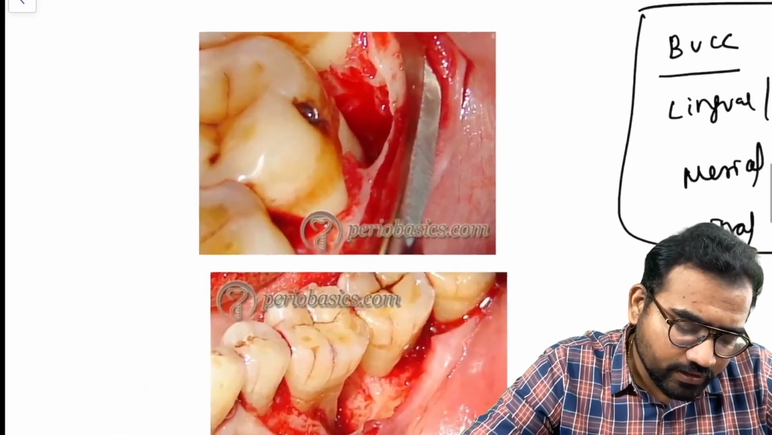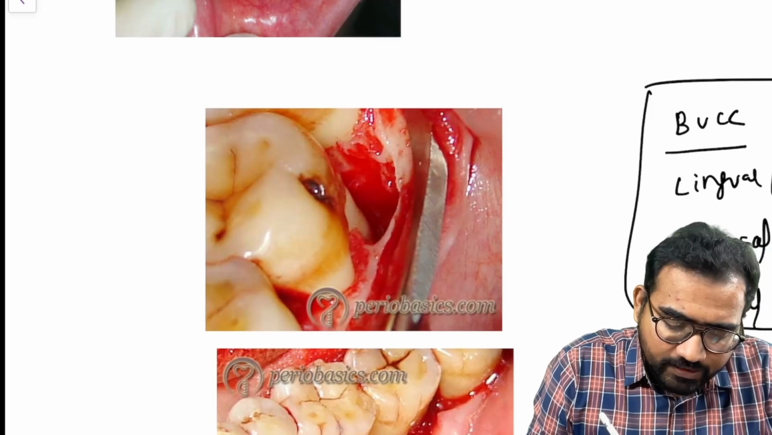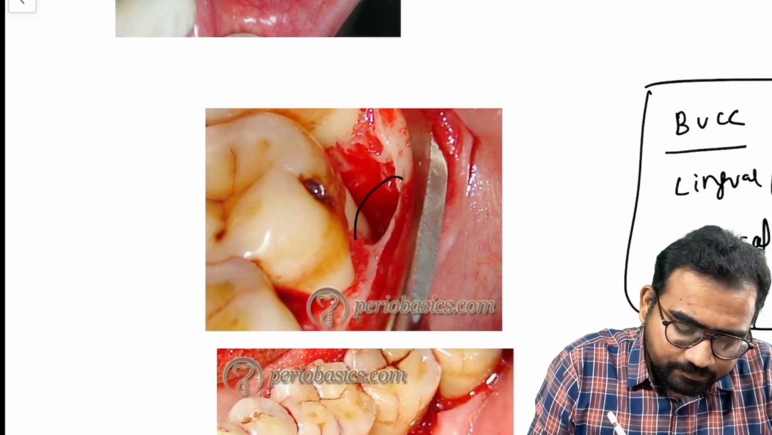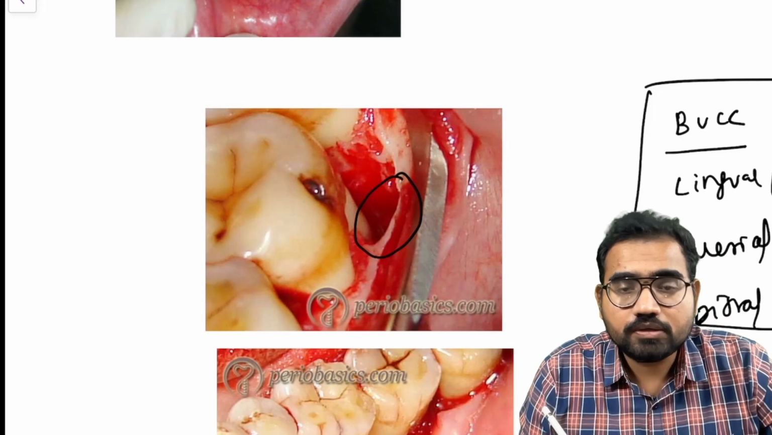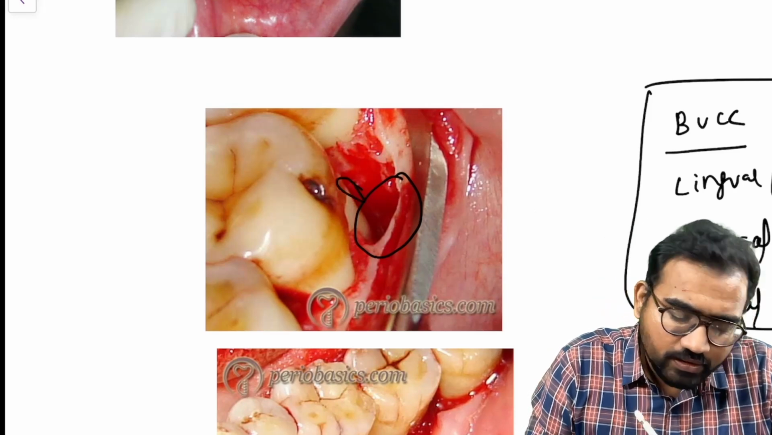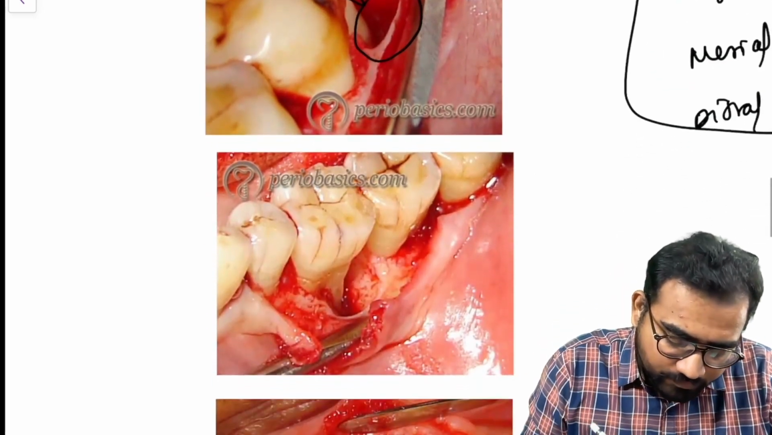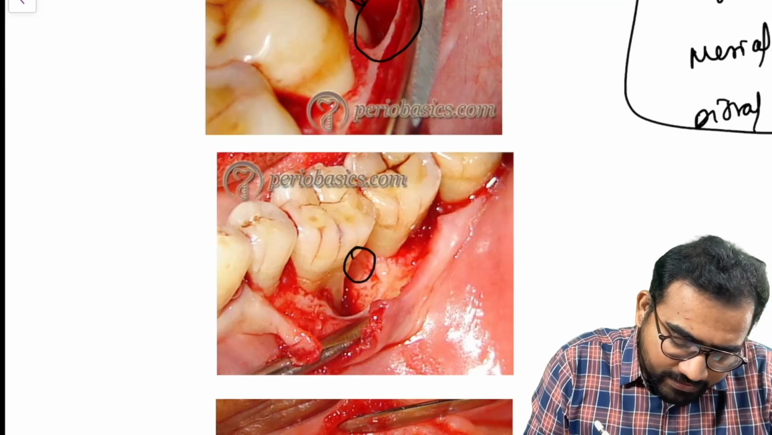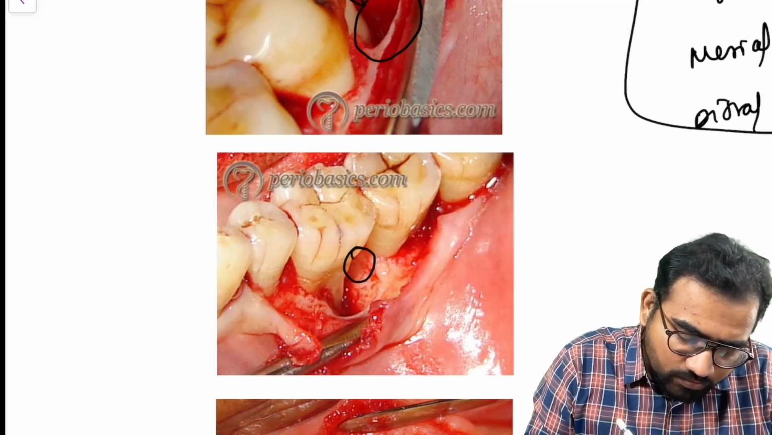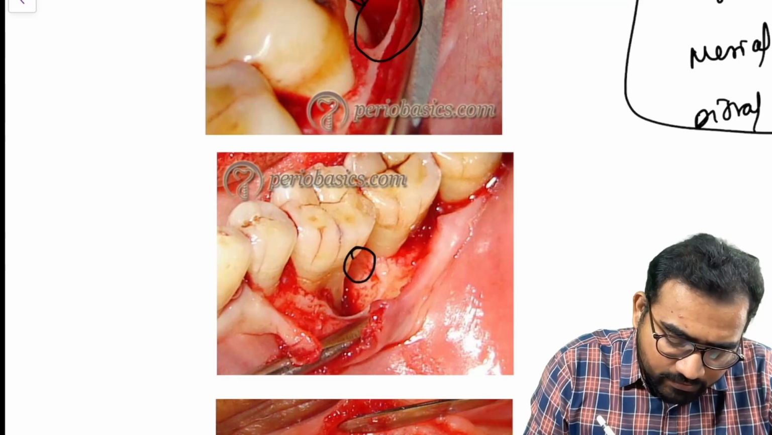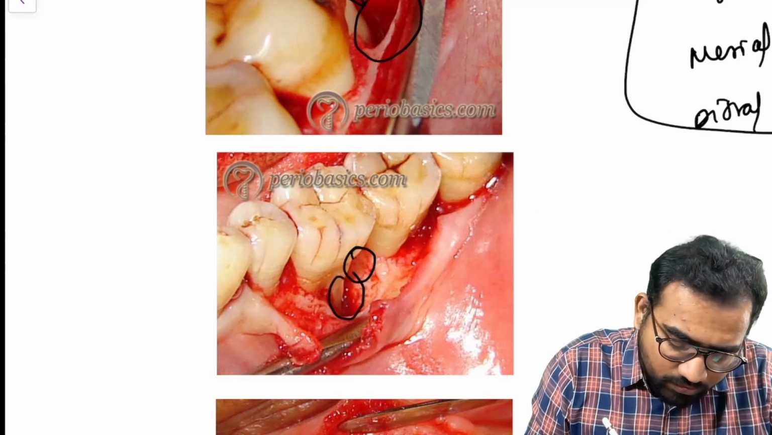Okay, so you take a look at this case. There's going to be damage of the buccal wall, but I can see the interdental wall as well as the palatal wall. Okay, or the lingual wall. You see here the interdental wall is intact, that is the mesial and distal wall, and the palatal wall is also intact, or the lingual wall is intact, but the buccal wall is gone.